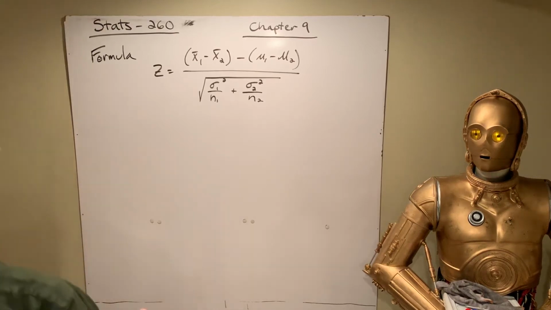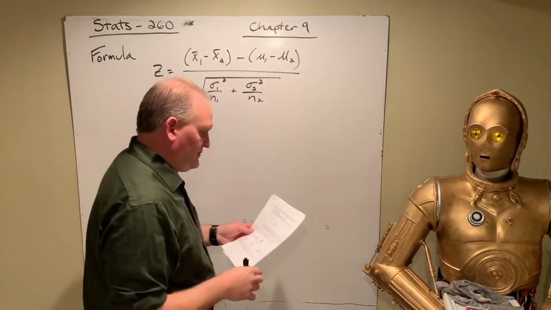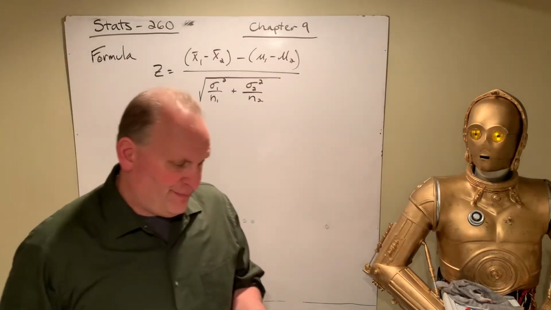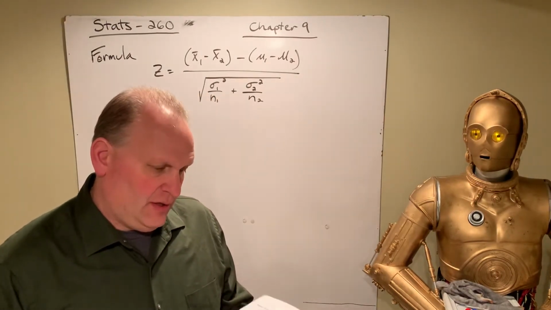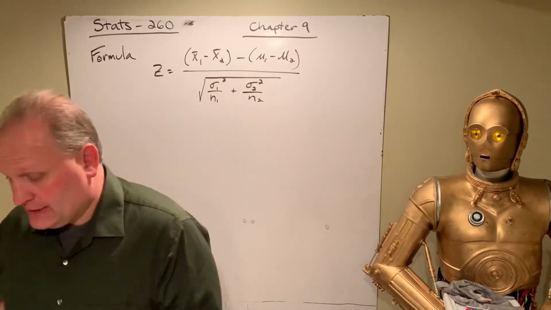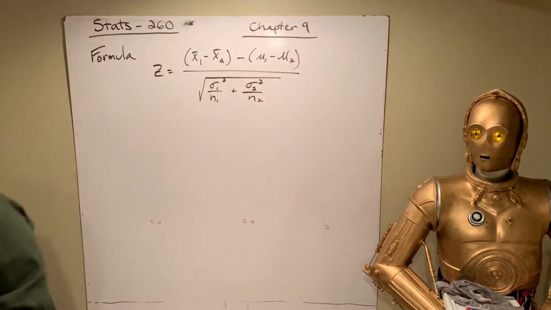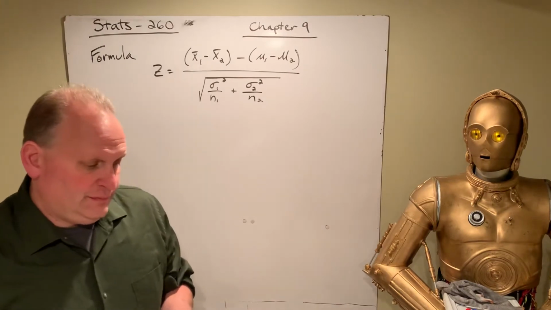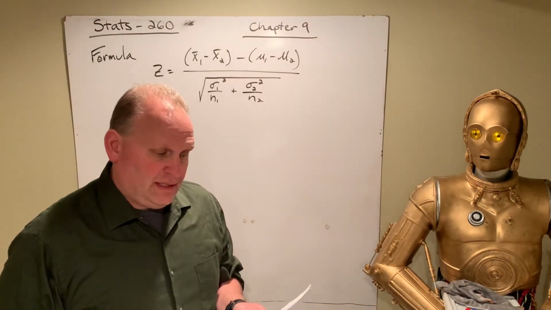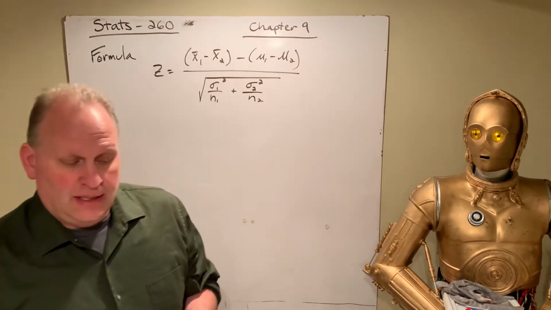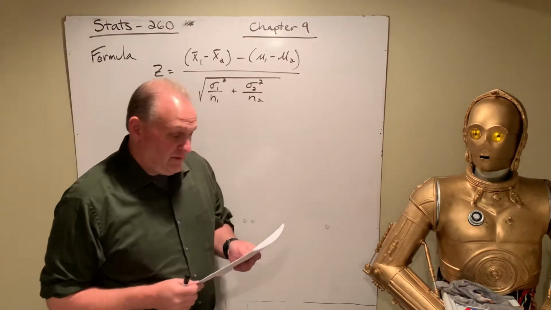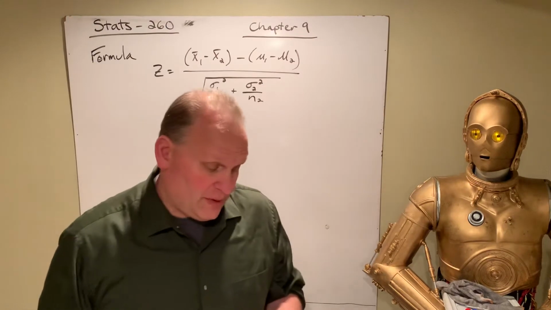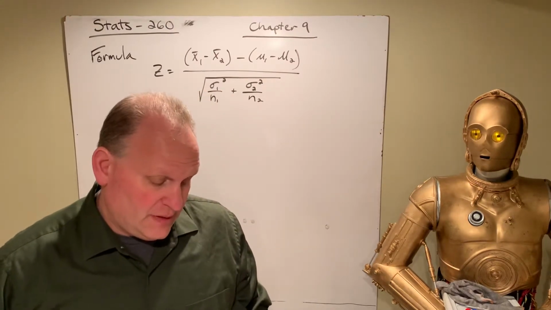Okay, this is Stats260. We're looking at chapter 9. So on the first page of the chapter 9 notes, let's take a little look. We're testing the difference between two means, and we're using a z-test. So that means we have the standard deviation of the populations, both populations. So let's read the example here.